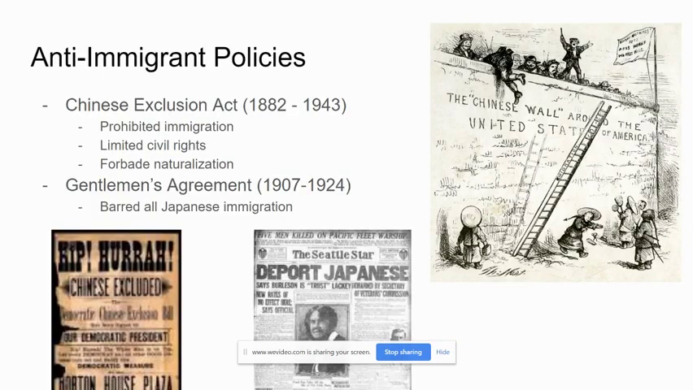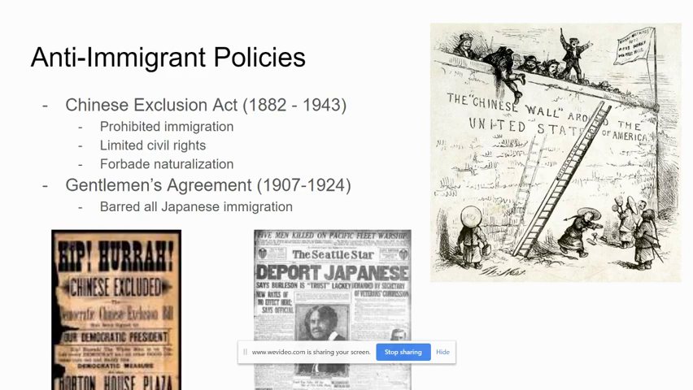Eugenics, this race-based science, is also going to lead to different policies. Nativist intellectuals are going to feel that they are justified in limiting certain groups from coming into the United States because they have, quote unquote, science backing them up. Some of the policies we're going to see come out of this time period are, one, the Chinese Exclusion Act.